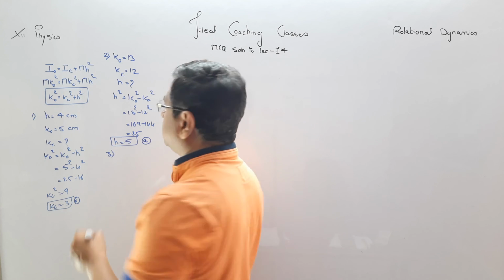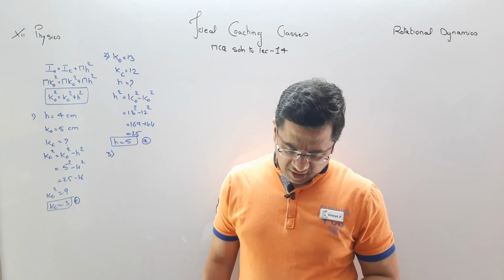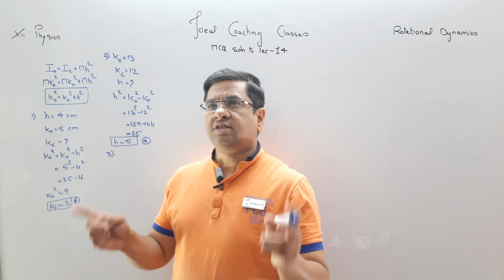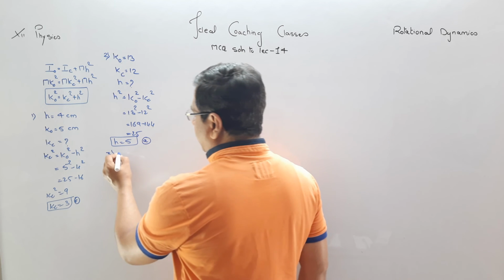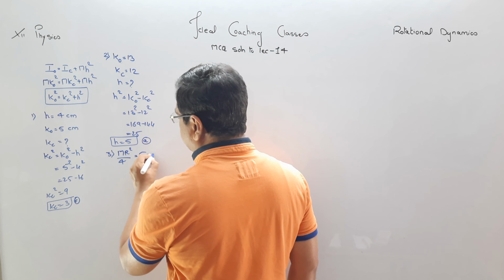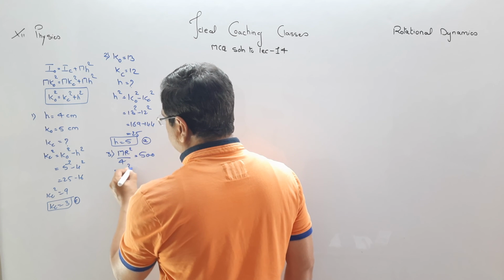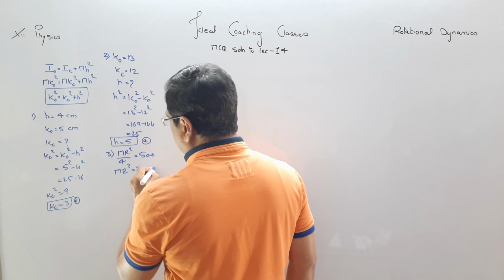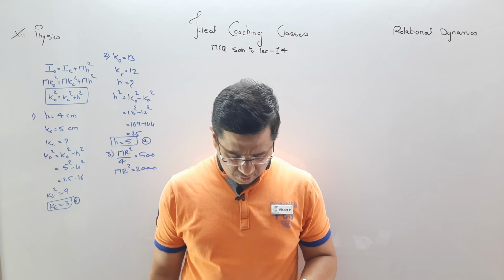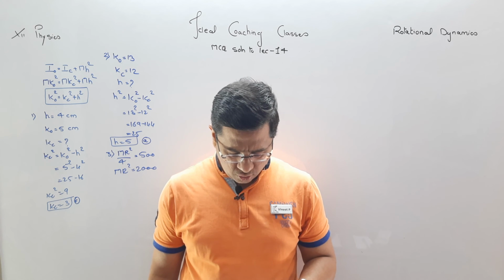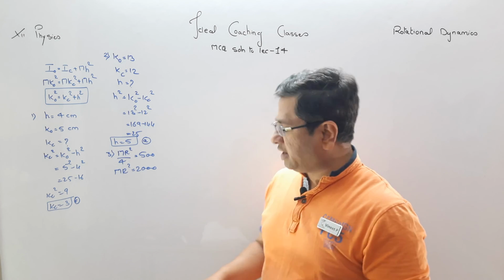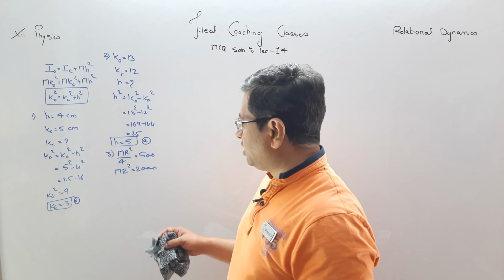तीसरा सवाल, थर्ड क्वेश्चन। Moment of inertia of a circular disc about its diameter is 500. Circular disc about the diameter is mr square by 4 is 500. mr square is 2000. Okay, सवाल क्या है? If its radius is 2, find the radius of gyration. Okay, if the radius is 2, what will be the radius of gyration?